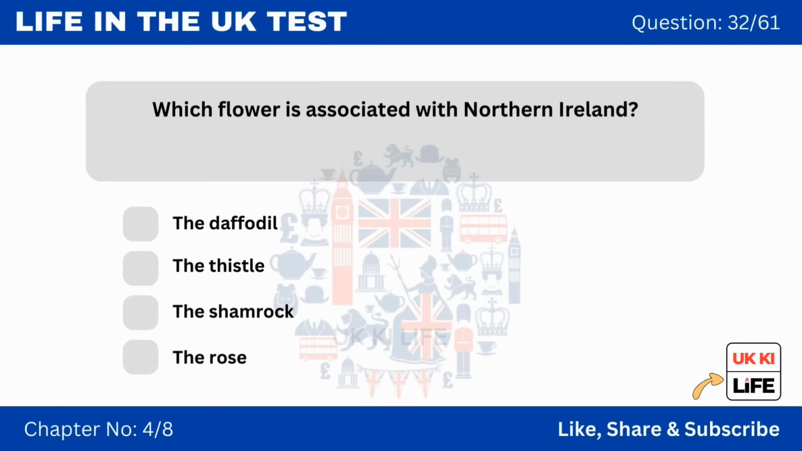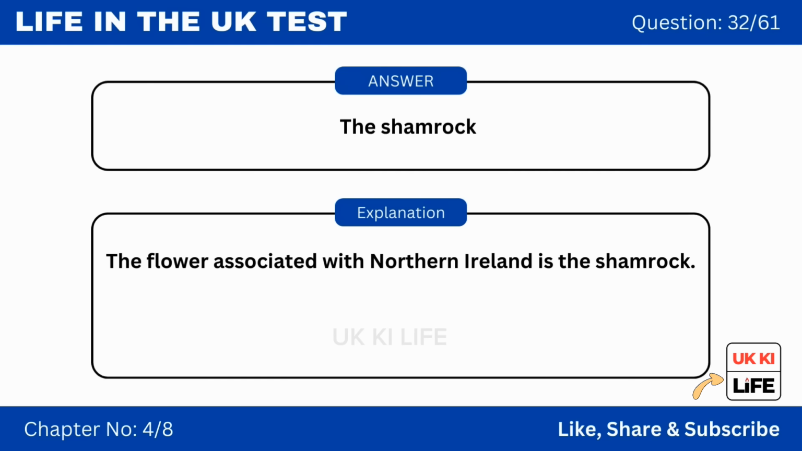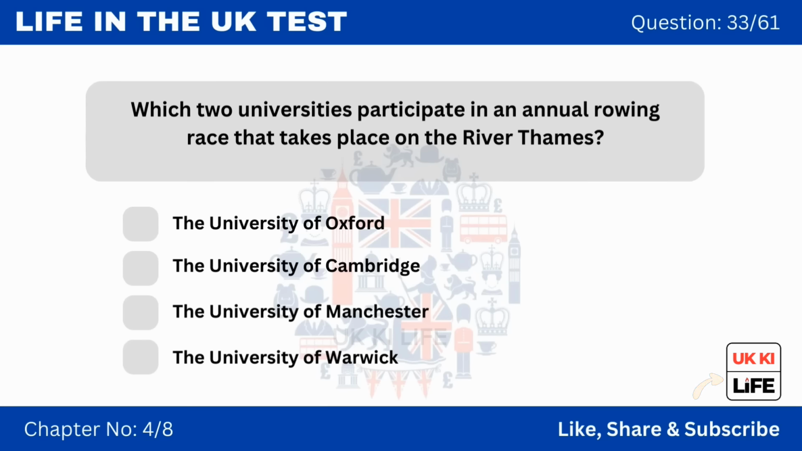The correct option is C. Explanation. The flower associated with Northern Ireland is the shamrock. Question 33. Which two universities participate in an annual rowing race that takes place on the River Thames? The University of Oxford, the University of Cambridge, the University of Manchester, the University of Warwick.